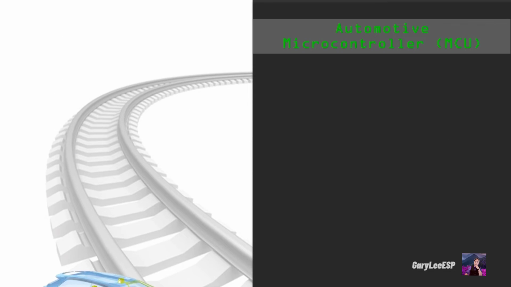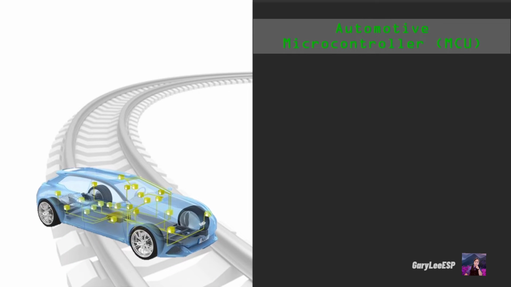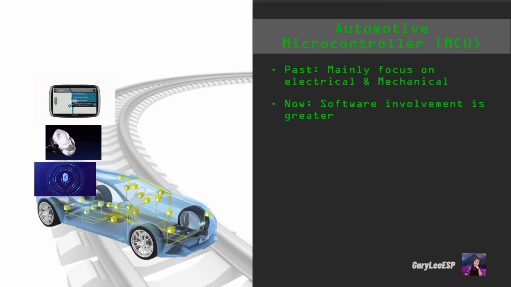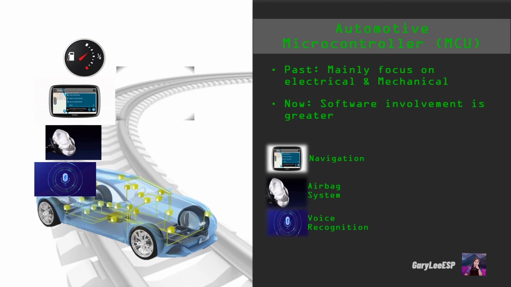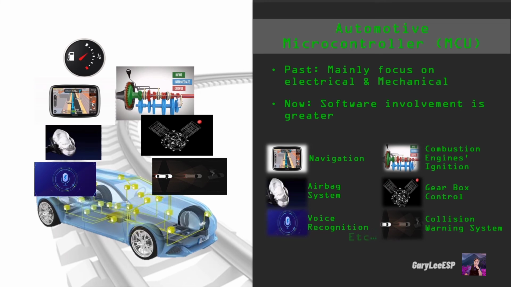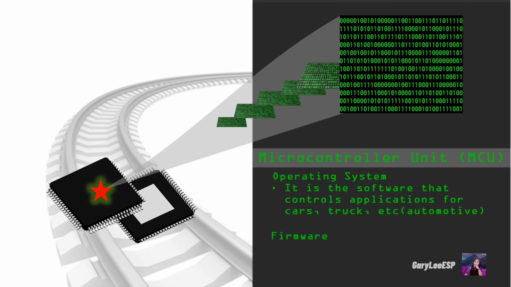Automotive microcontroller. The biggest difference between a car in the past and now is the technology used. The old cars heavily focus on electrical and mechanical, while the modern cars focus on software. In other words, the car's features and functions are primarily enabled through software. It has software-defined features such as navigation, airbag system, voice recognition, combustion engine ignition, gearbox control, collision warning system, and many more. The software used in the microcontroller unit is the operating system and firmware.